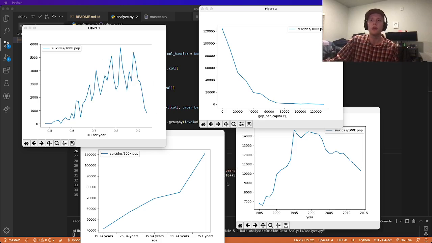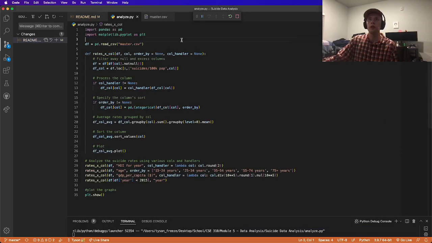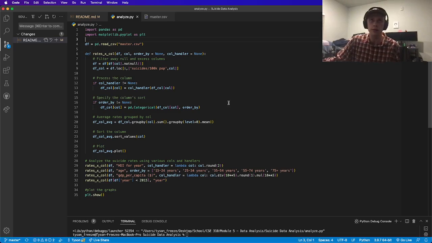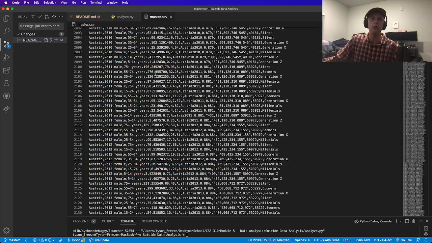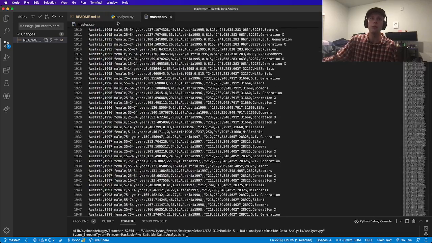First off, I'll show you these four graphs, which are going to be generated by the code I've written, and also how the code works and an idea of some of the things that can be learned by analyzing this data set. So to start with, we read in the master.csv, which is here. This is the data set from Kaggle.